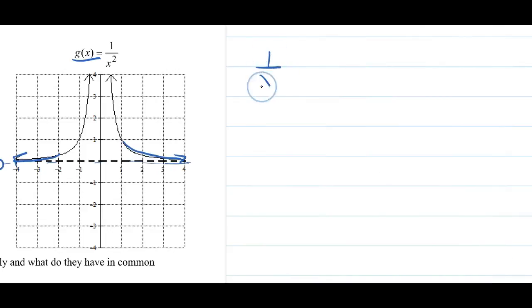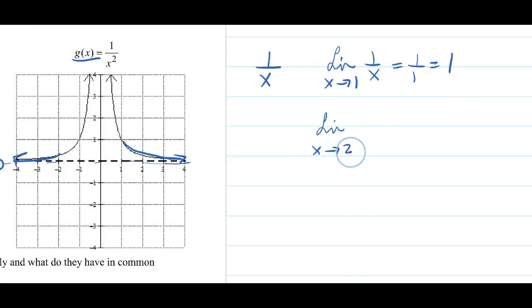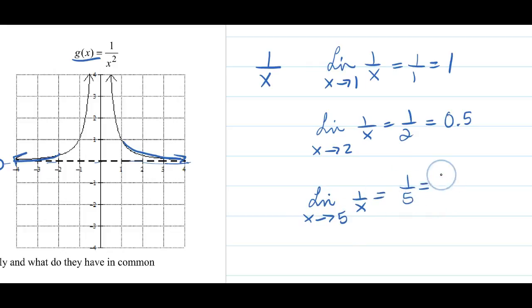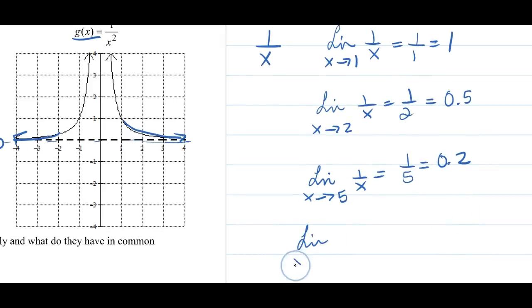If I had the function 1 over x, and I wanted to find the limit as x approaches 1 of 1 over x, well, that limit would be 1 over 1, or 1. And my limit, say as x approaches 2 of 1 over x, would be 1 over 2, or 1 half, about 0.5. How about my limit as x approaches 5 of 1 over x? That would be 1 fifth, or 0.2. And we'll do one more. My limit as x approaches 10 of 1 over x is 1 tenth, or 0.1.